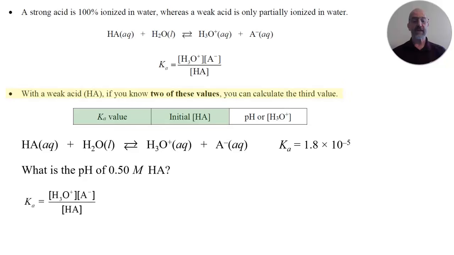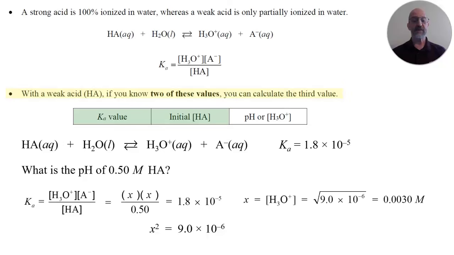What you would do is plug in x and x into the numerator. You would plug in 0.50, the concentration of the weak acid, into the denominator. You would set that equal to the Ka value, which is 1.8 times 10 to the negative 5. All you have to do now is solve for x and then take the negative log of that value to get the pH. If I solve for x, it works out to be 0.0030 molar. I'm going to go ahead and take the negative log of that number, and I get a pH of 2.52. So again, I knew two of those values, and I could solve for the third.